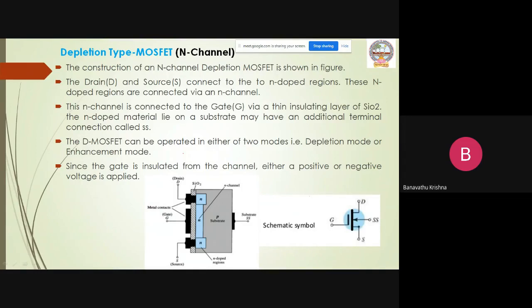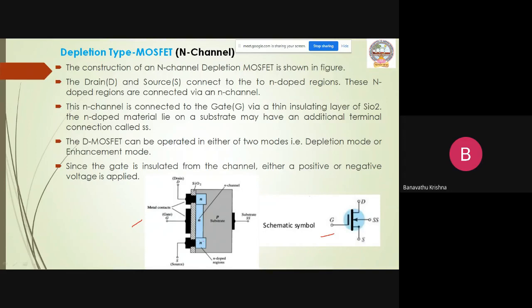And by going through that process, we are expecting some parameters from this particular device, namely the drain current. Let us see here. This is the basic structure of the depletion mode N channel metal oxide semiconductor field effect transistor. And this is the schematic symbol for the N channel depletion mode metal oxide semiconductor field effect transistor, right? So let us see here. This is the channel. This is the channel. This part is in between.